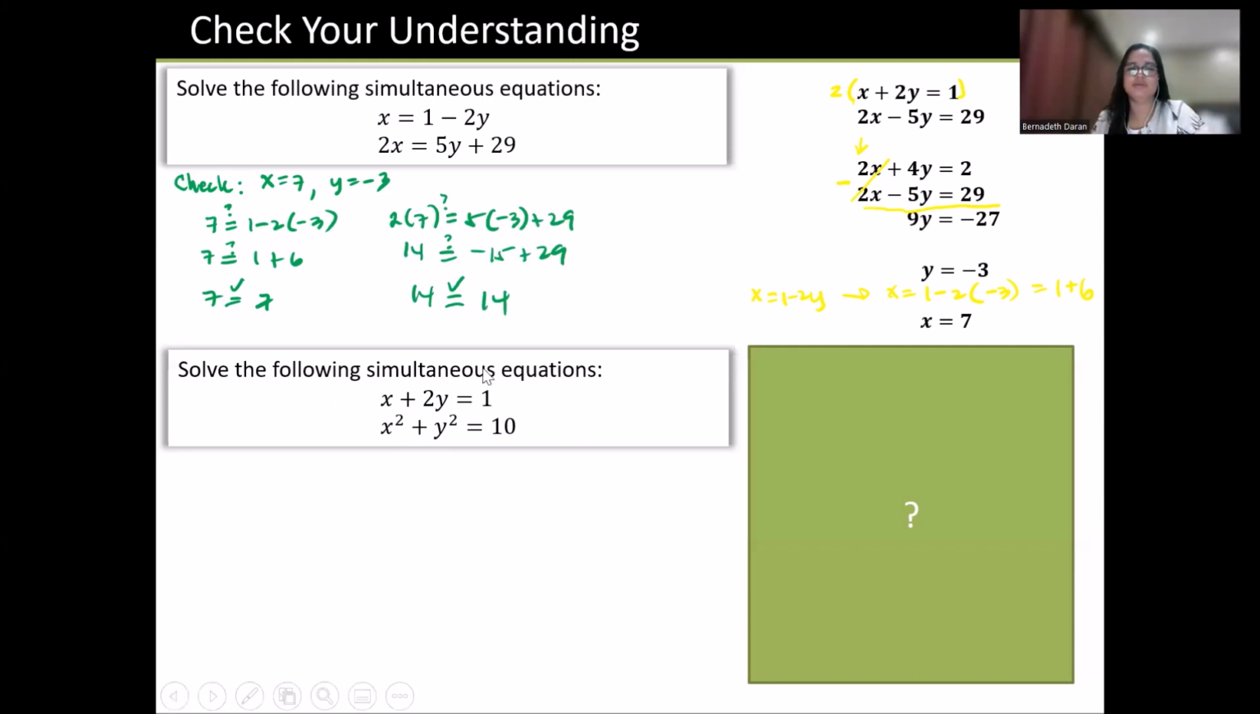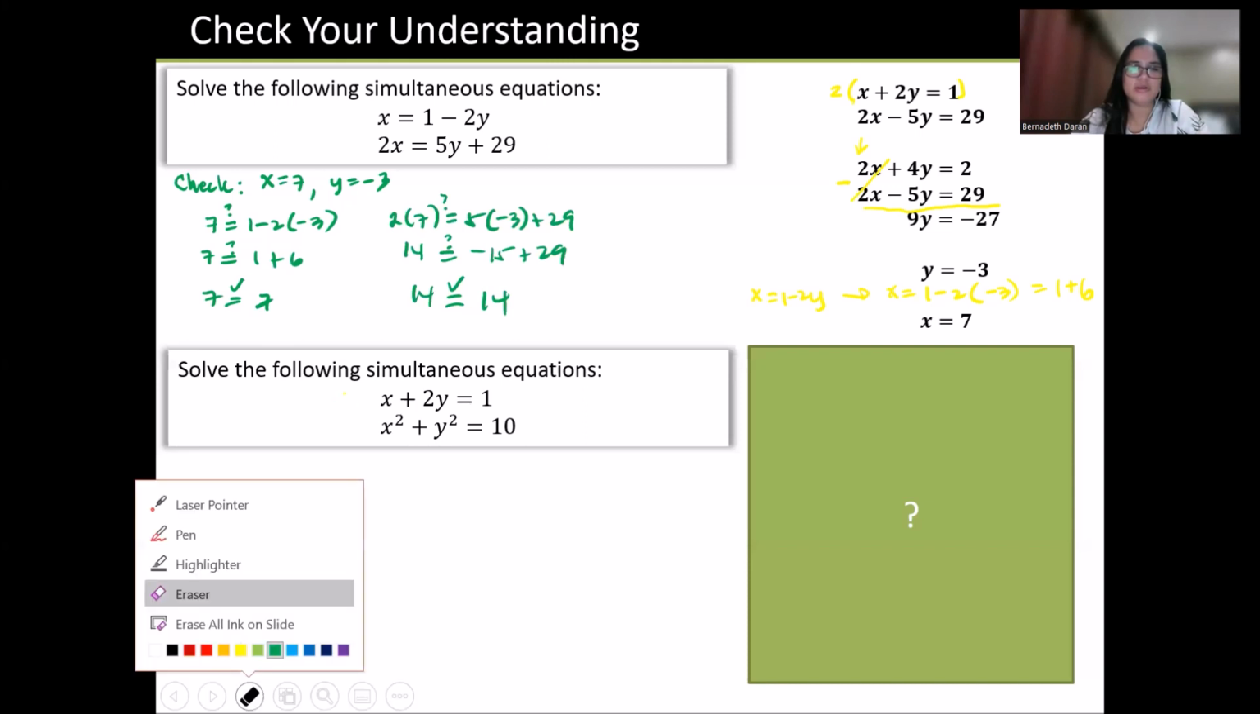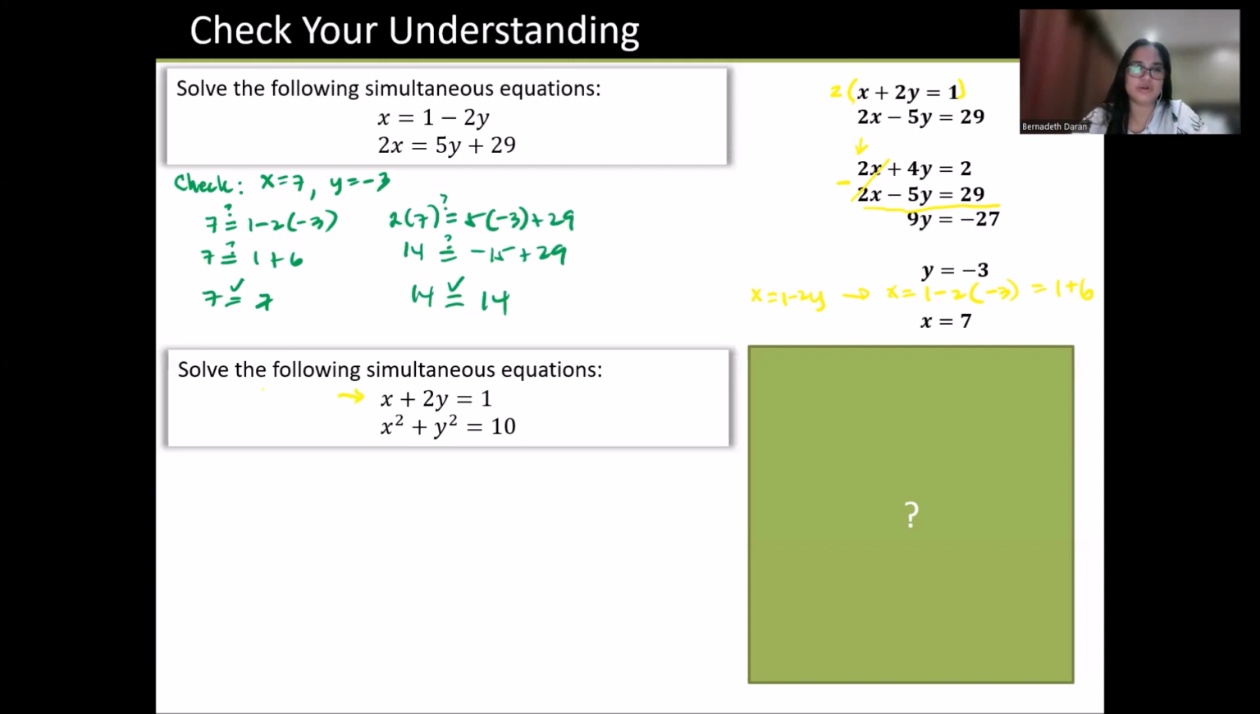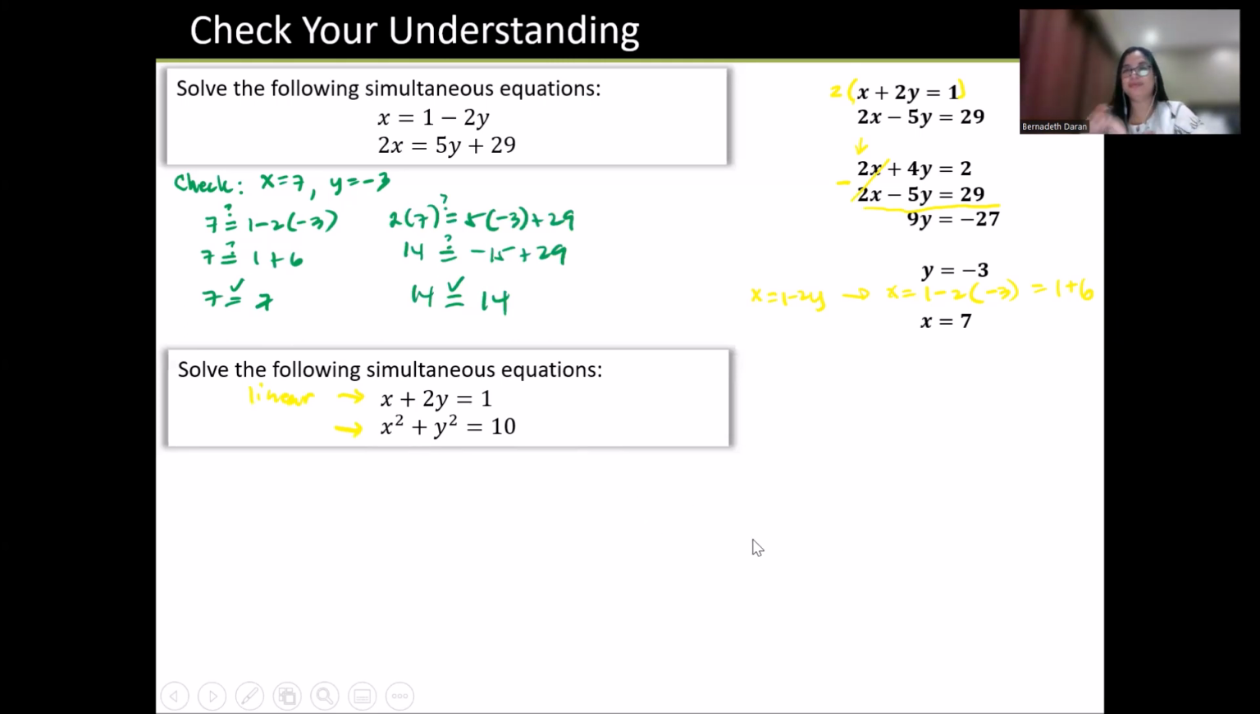How about this one? So in this case, we have a linear equation, let me write using a different color. So this is a linear equation, and this one, I'll show you later what the graph looked like. But definitely this is not a linear equation, right? Now what do we do? What's the first step?